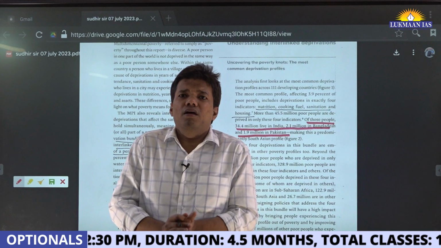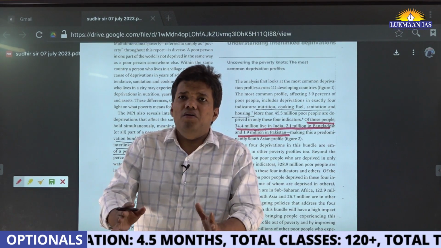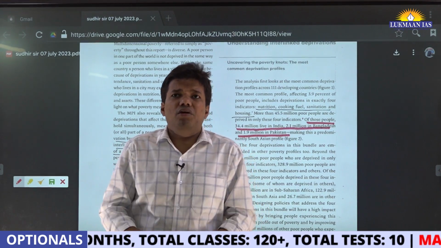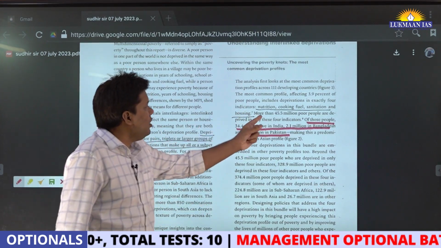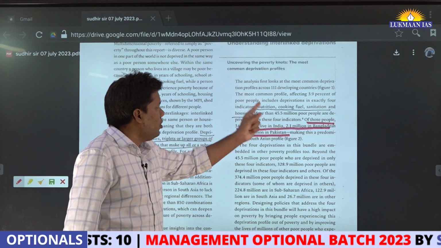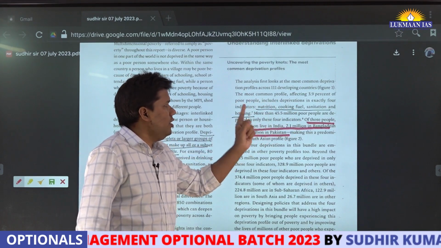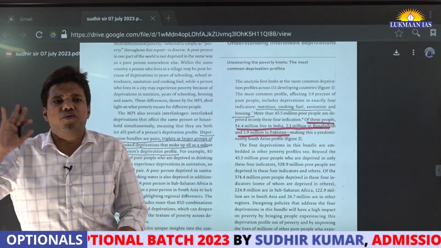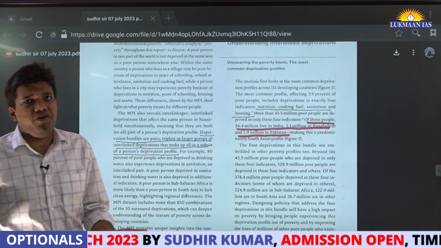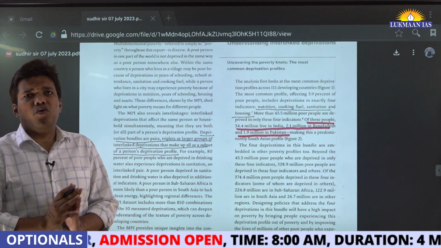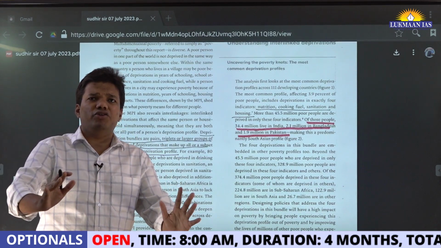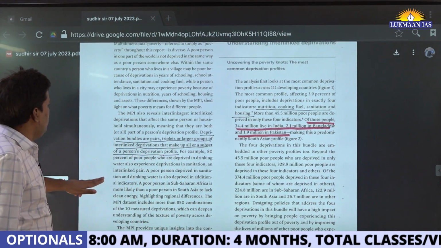You will say, when we design a policy for poverty alleviation, we should look for the deprivation profile. For instance, in the Indian case, policy makers have to focus on nutrition, cooking fuel, sanitation and housing, while in the case of, let's say, sub-Saharan Africa, more focus has to be on sanitation and clean water. Okay, this statement will fetch you more marks, right?